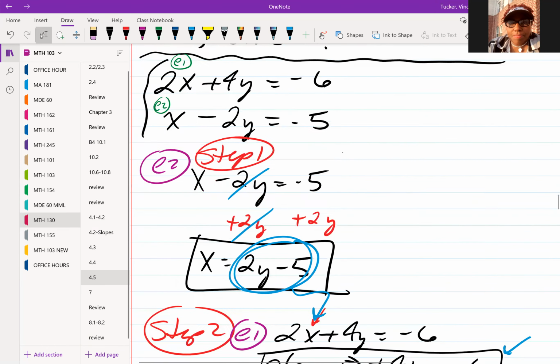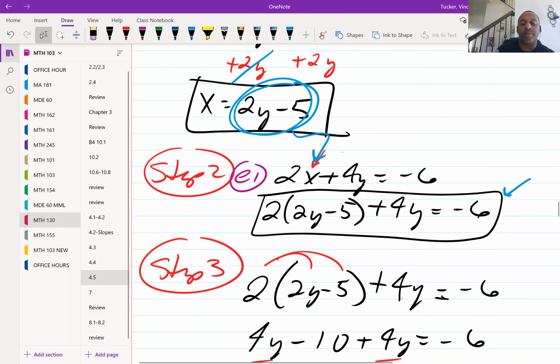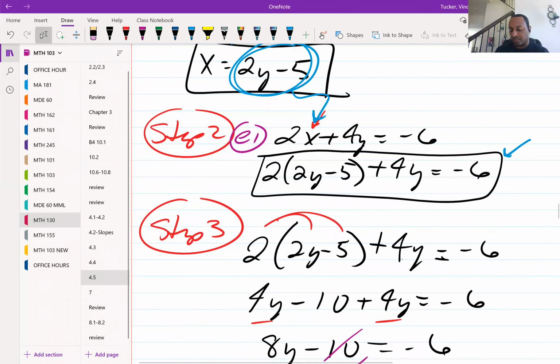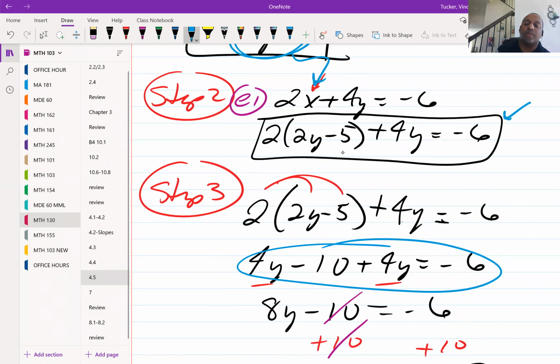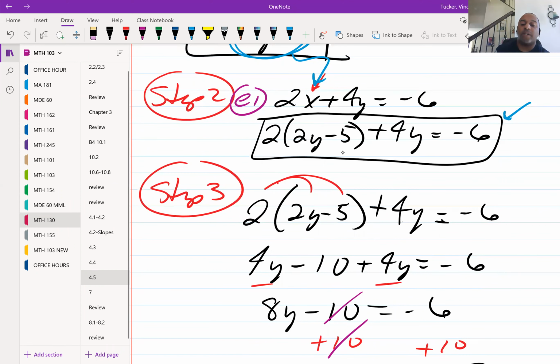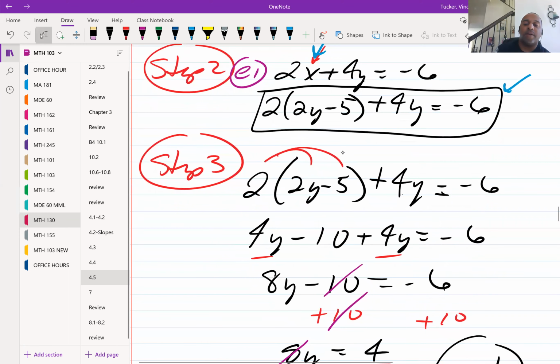Now, step 3 is actually doing the calculation and solving and simplifying. So you go ahead and distribute 2. 2 times 2y is 4y. 2 times that -5 is -10. Still have 4y back here, and you still have equal to -6. That's where we are right here. Combine your like terms, 4y and 4y is 8y. So you should have 8y minus 10 equal to -6.